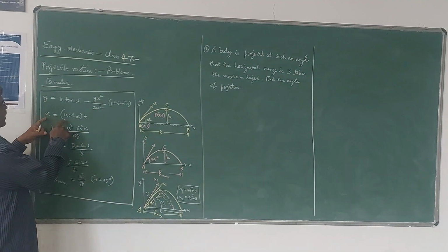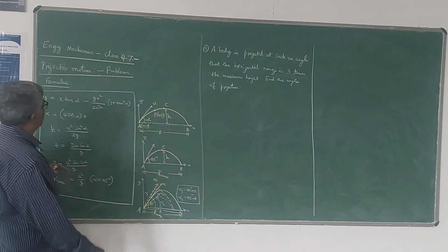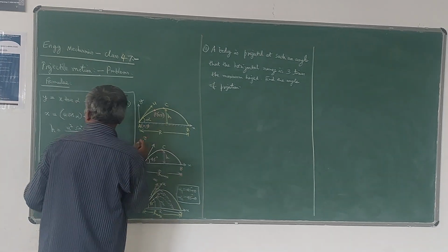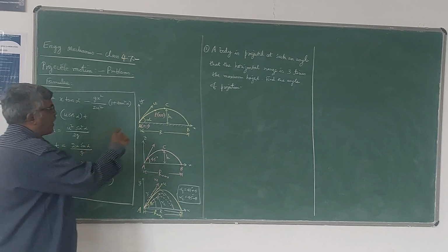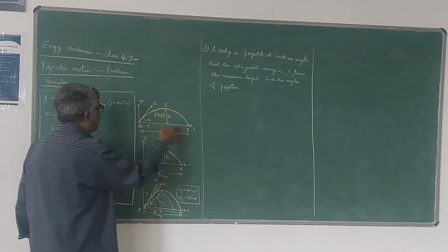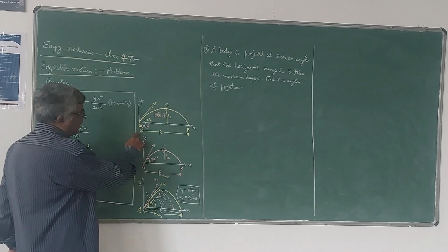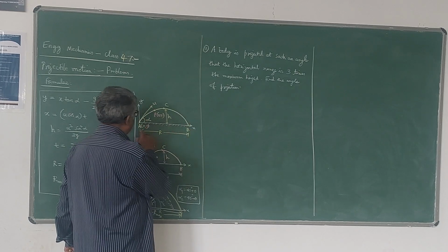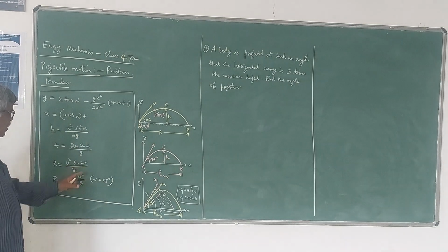And x is equal to u cos alpha into t, because u cos alpha is the horizontal component of the velocity u. The maximum height reached by the projectile, h, is given by u square sin square alpha by 2g. The time of flight, that is to travel from A to B, is given by 2u sin alpha by g. And the horizontal range, the distance along the x-axis from the first point to the last point, is given by R is equal to u square sin 2 alpha by g.